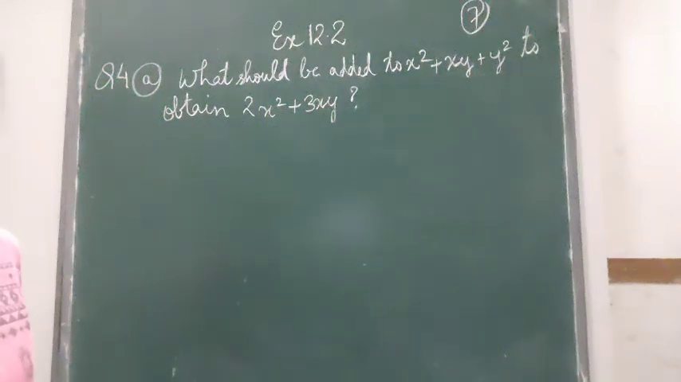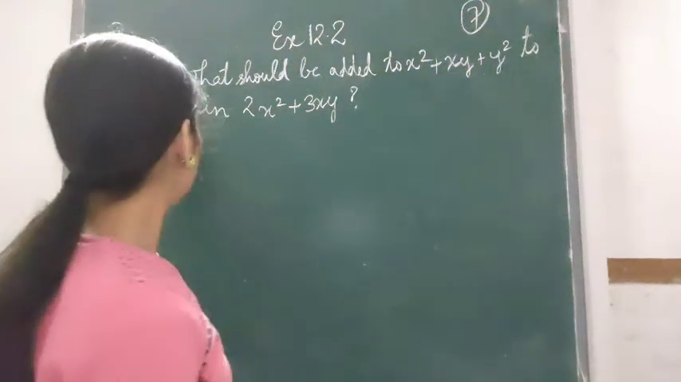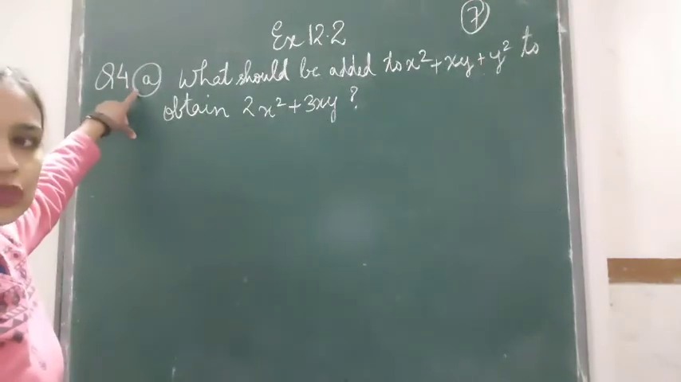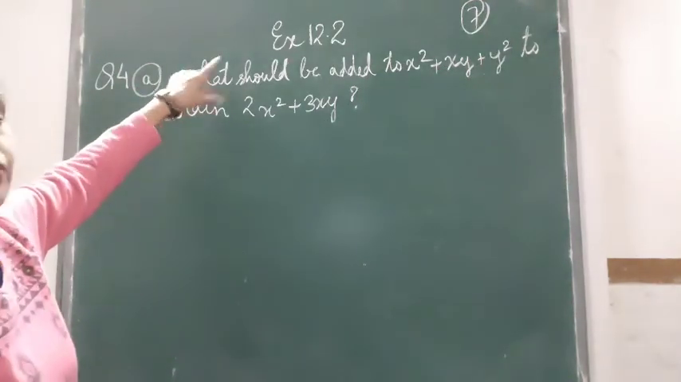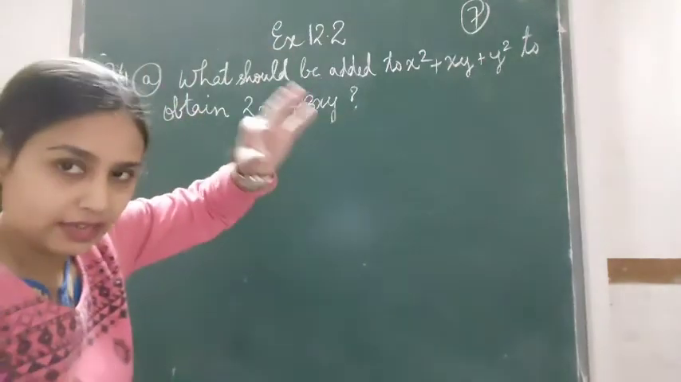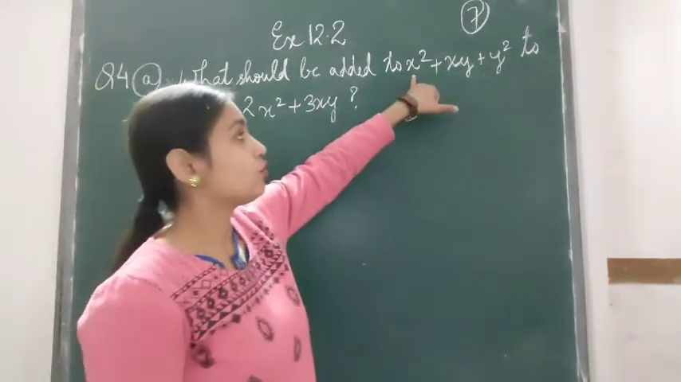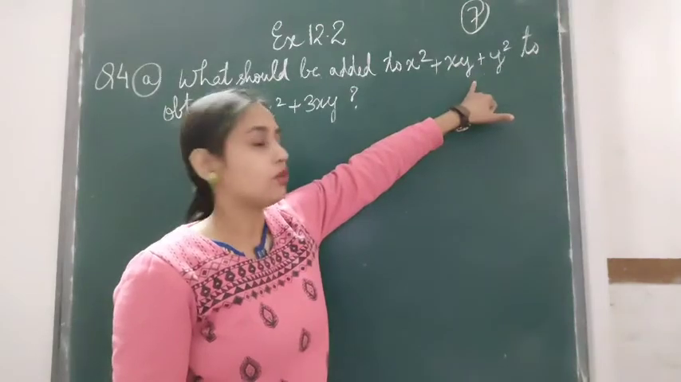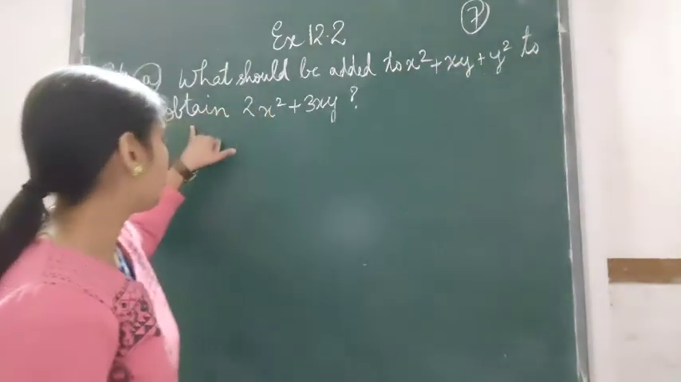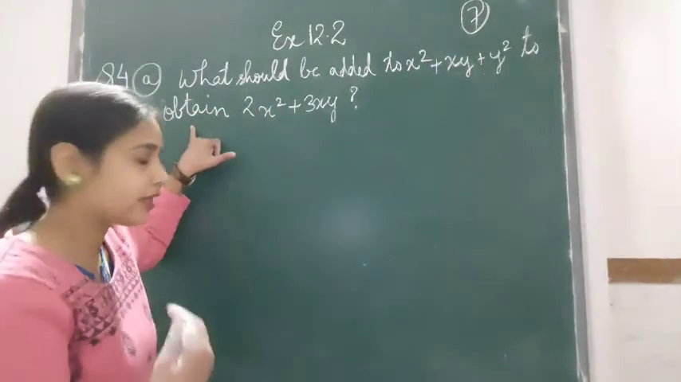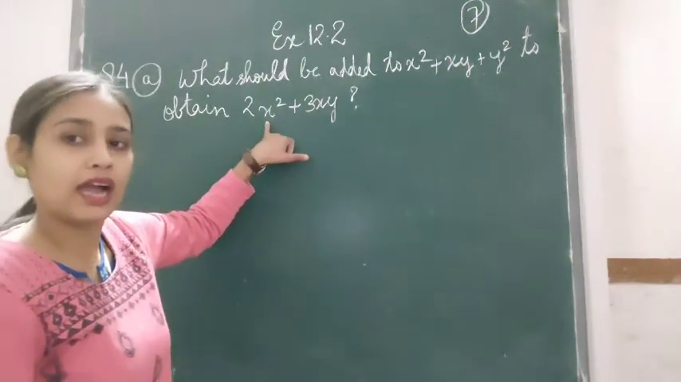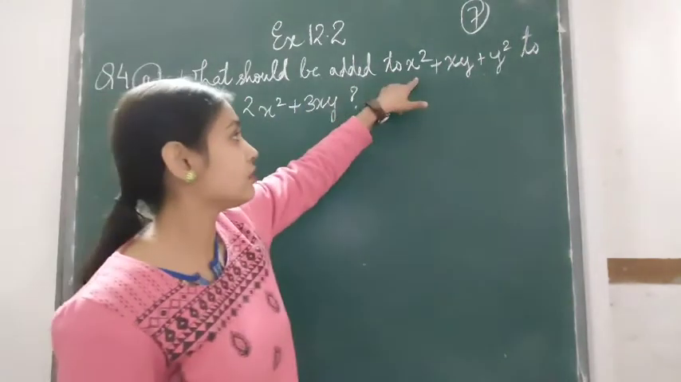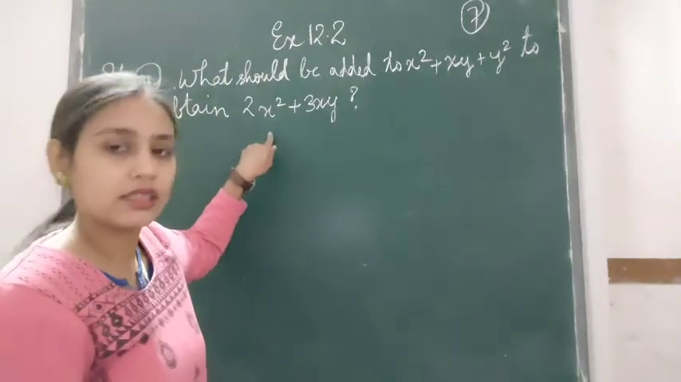Children, now we are starting with question number 4, first part, A part. What should be added? Add means what should you plus to this expression so that you will get this term. So what should you add to this so that you will get this.